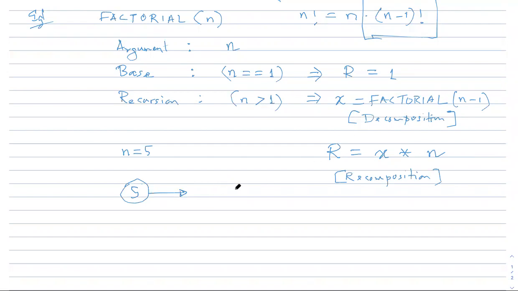So 5 gets decomposed into 4. So here we are running essentially, so when I'm circling this, it essentially means I'm calling factorial on 5. Calling factorial on 5 leads to calling factorial on 4. But 4 is also greater than 1. So 4 leads to calling factorial on 3, because n minus 1, right? So 4 minus 1, 3. So 3 is also greater than 1.